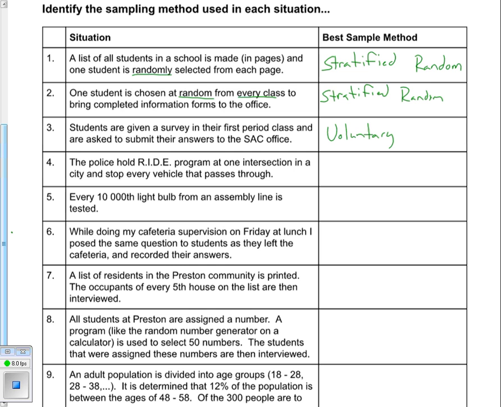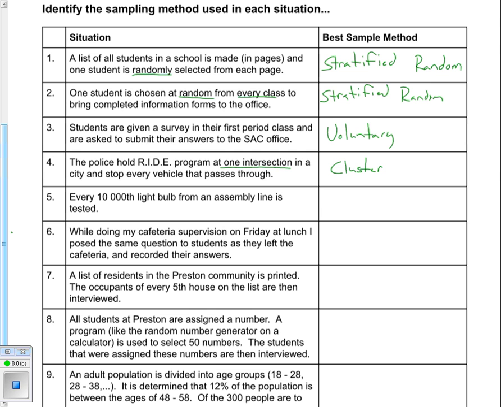Question number 4 says the police hold a ride program at one intersection in a city and stop every vehicle that passes through. Okay, so if they're passing every single vehicle, that's actually an example of a cluster. They're interested in figuring out information about all drivers that are out there, but they're only focused on one particular intersection. Okay, so they've narrowed their focus down to one intersection, but they're choosing every single person. So that actually represents a cluster sampling technique. Okay, because in a cluster sampling technique, you choose every single person or every single occurrence in a particular subgroup. Okay, and in this case, the intersection represents the subgroup.